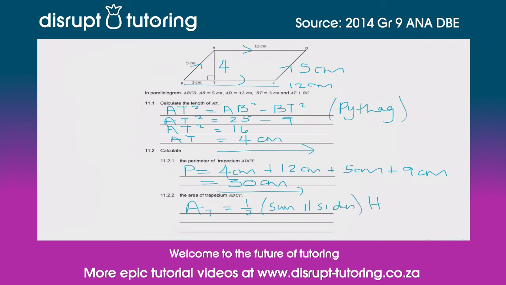times height. Right, so the half the sum of the parallel sides, we've got 12 plus 9. So 12 plus 9 gives us 21. And then the perpendicular height gives us 4. And that is going to give us half times 4 is 2. 2 times 21 is going to give us 42 centimeters squared.